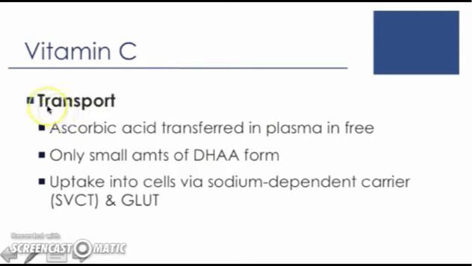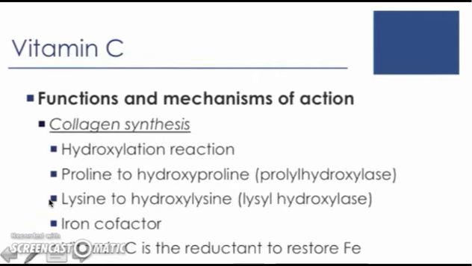So in terms of transport, this is referring to the transport of vitamin C in circulation once it exits the enterocyte. We see that it is transferred primarily free in plasma. Only a small amount will be in the dehydroascorbic acid form. Cellular uptake of vitamin C also occurs through the sodium-dependent vitamin C transporter as well as through GLUT channels. So not only are these involved with the absorption of vitamin C, we also see that these are involved with the cellular uptake of vitamin C.